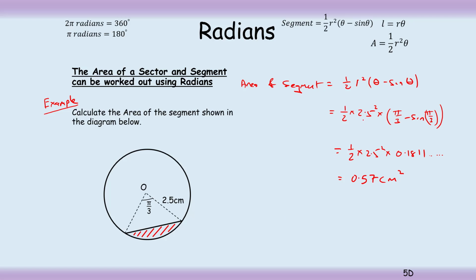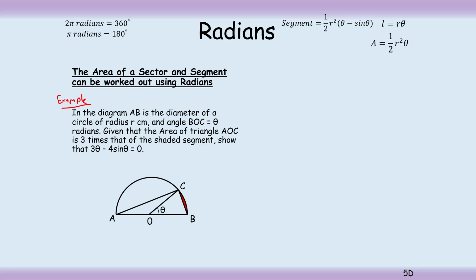Okay, so if you can enter all that in the calculator and get 0.57, fantastic. Miss a step? Good. Hit pause, make a sketch, write the solution, and we'll look at another example then. Okay, let's have a look at this example.